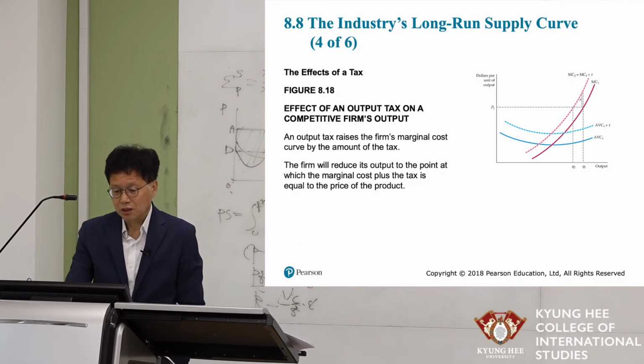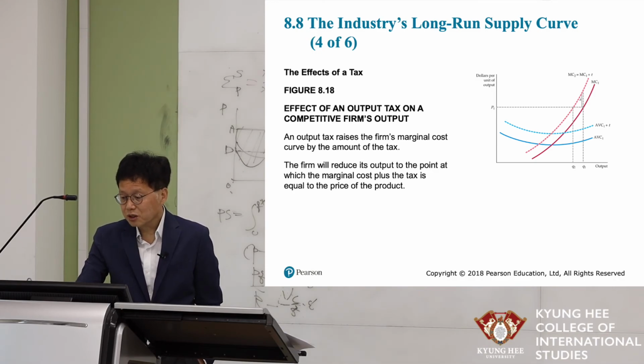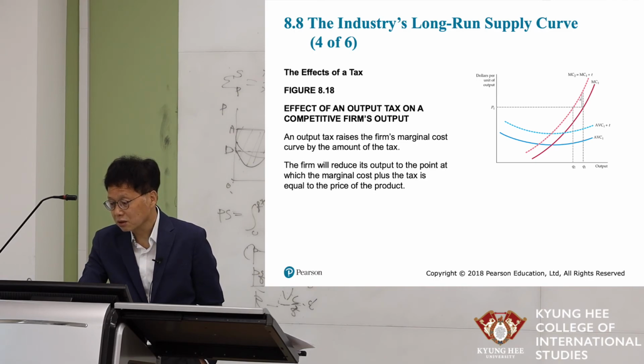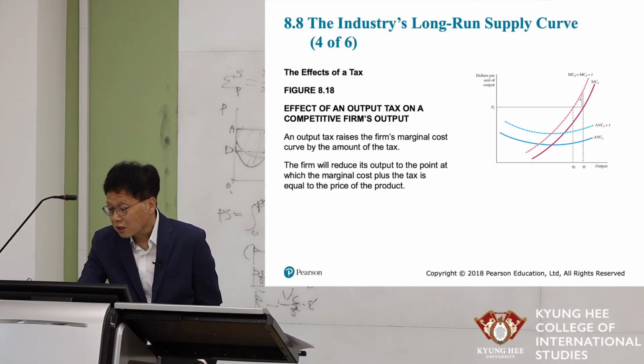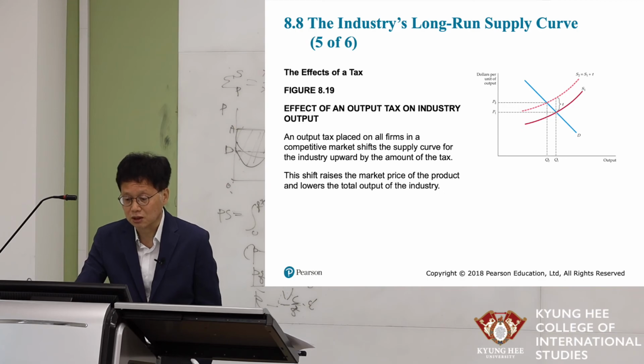And next slide. The effect of tax on the industry. What happens after imposing a tax? An output tax raises the firm's marginal cost curve by the amount of the tax. Marginal cost increases like this, average cost increases like this. The gap between the two is the tax, from the perspective of the individual firm. After imposing the tax, the new marginal cost is this one, right? And the price is the same at P2, so production should decrease compared to the earlier profit-maximizing quantity.